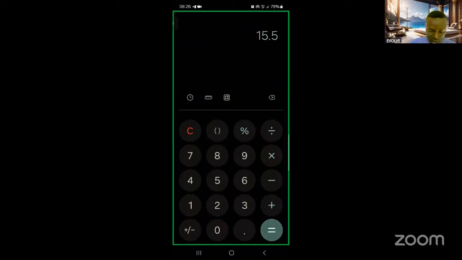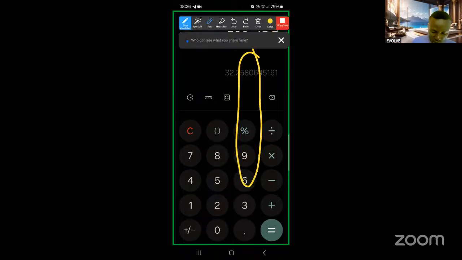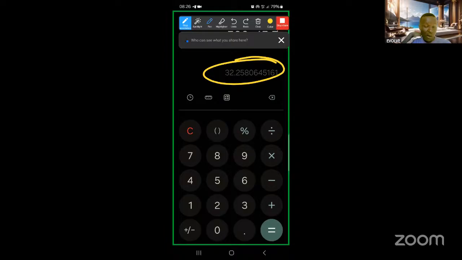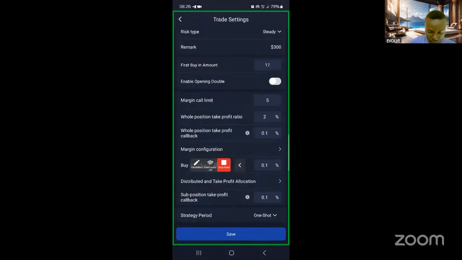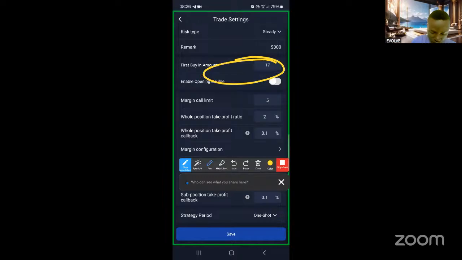Now, get this number and put your capital. If you want to trade with 500, the number is 15.5. Get 500, which is your capital, and divide by 15.5. What you see here is your first buying amount. This number is what you put on your first buy-in amount. You put it here, if you are trading with $500. Do you copy?